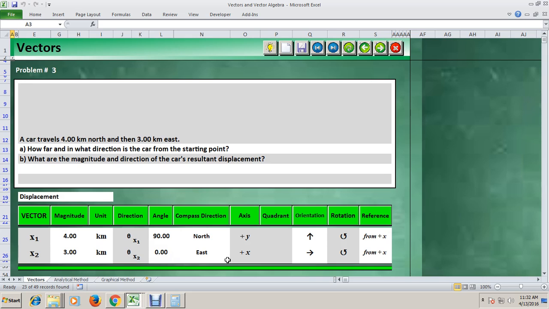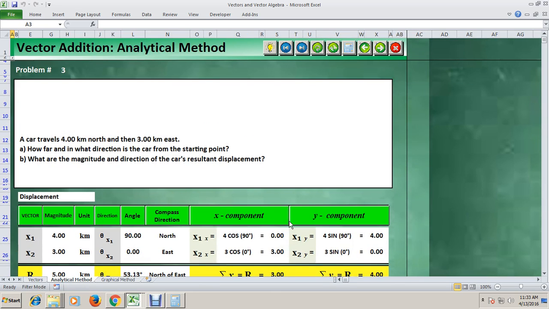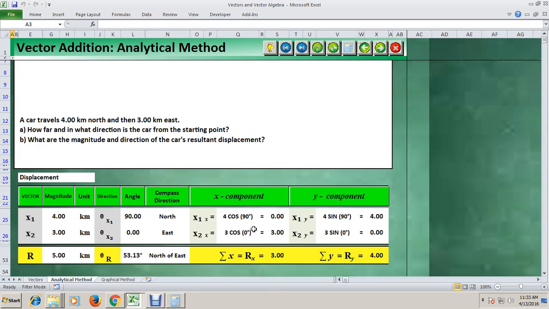The angle 0 degrees is measured also from x. Therefore, we will be employing cosine to compute for x and sine for y. Now notice, since the first vector is directed north, that means you will have cosine 90 degrees for computing the x component. This would result in 0 since cosine 90 is 0. Multiply that with 4 gives you 0.